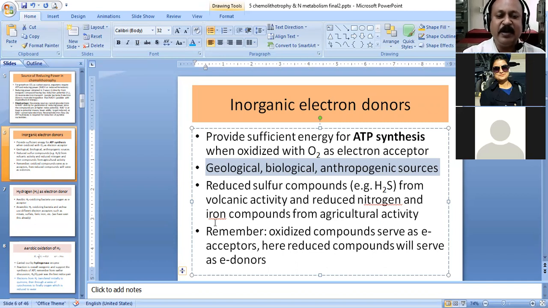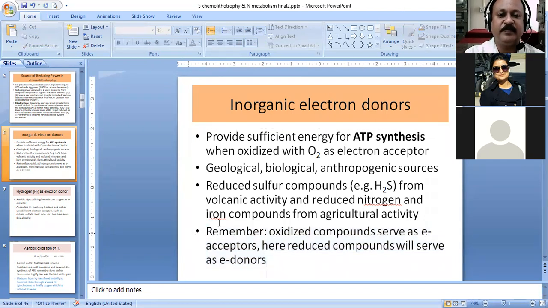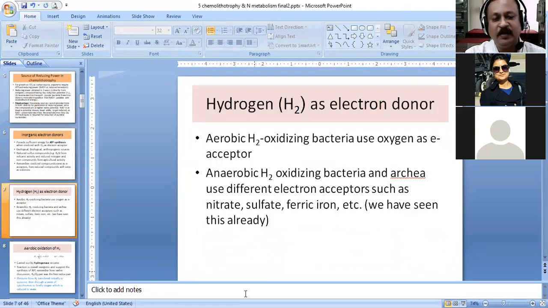So just remember, I'm repeating this again and again because this is a very important thing that you should remember: the oxidized compounds serve as electron acceptors and reduced compounds serve as electron donors. H2S is a reduced compound, hydrogen itself is a reduced compound, and therefore they can supply the electrons. They are electron donors, and any oxidized molecule including oxygen itself is going to serve as an electron acceptor. Was that clear to you?